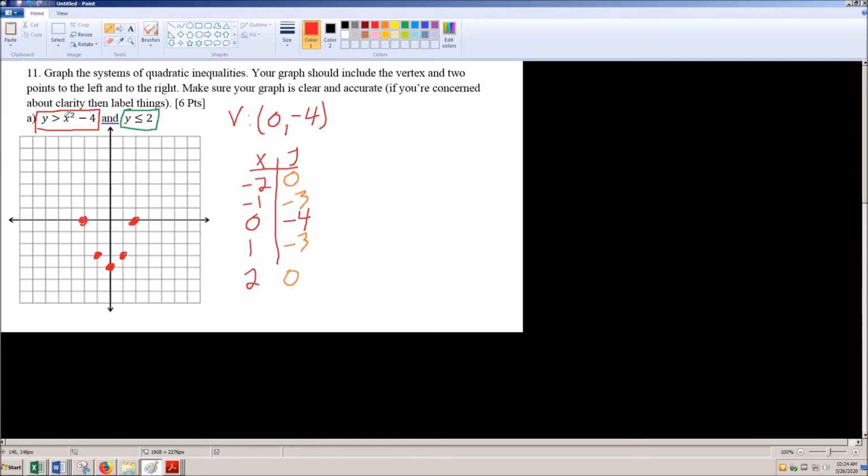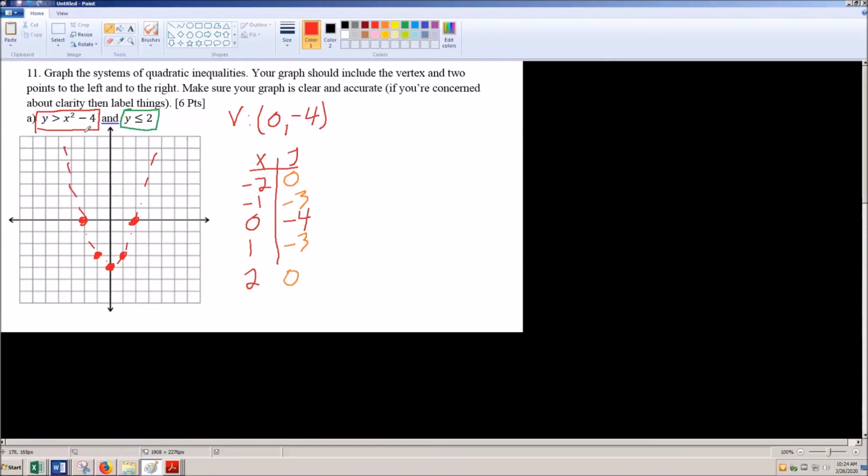From here, is this going to be bolded or dotted? Since this is strictly greater than, this is going to be dotted. So I'm going to try my best here to draw a dashed line. Again, part of the instructions say, if it's not looking clear to you, then you can label it and you can just say, Mr. G, this is a dotted curve here.